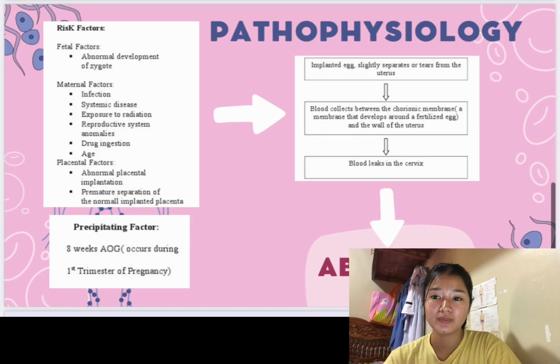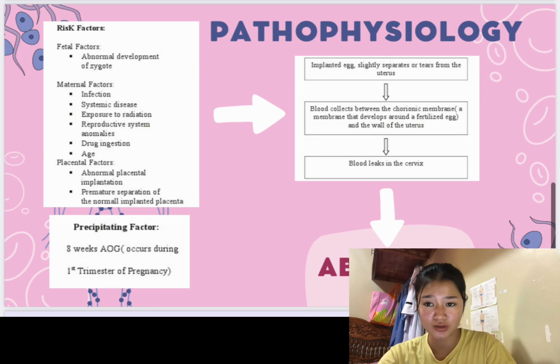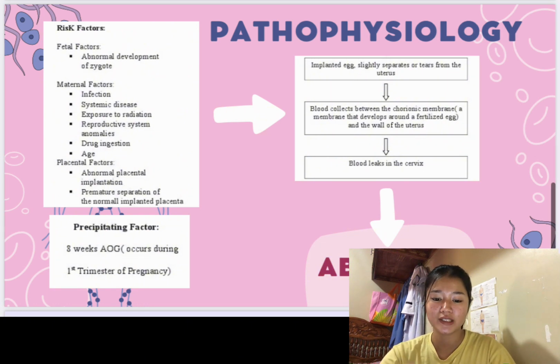So, next is yung pathophysiology ng abortion. For pathophysiology, we'll start with the risk factors. Of course, from the fetal side or the fetal factors, nandiyan na si abnormal development of the zygote. And then, for maternal factors, there's risk factors of infection, systemic disease, exposure to radiation, reproductive system anomalies, and drug ingestion, and of course, age, maternal age. So, all of this might cause abortion.